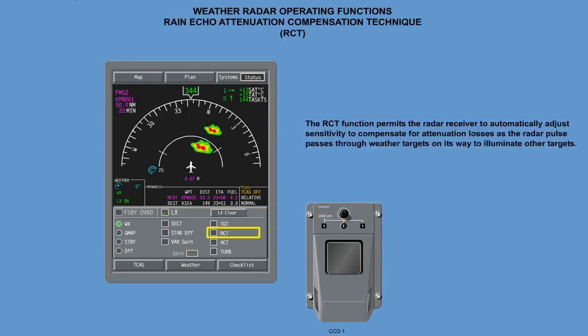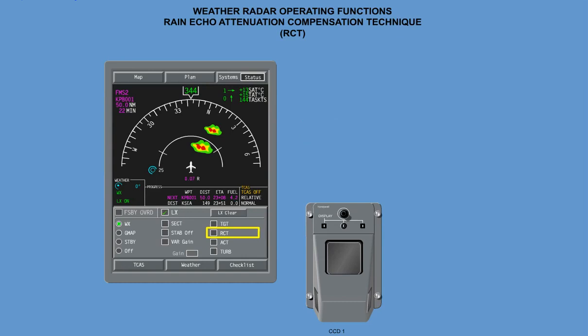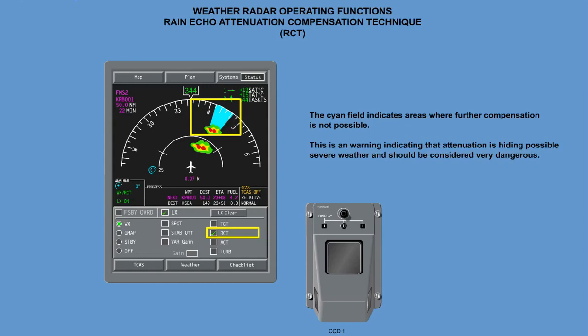The React function permits the radar receiver to automatically adjust sensitivity to compensate for attenuation losses as the radar pulse passes through weather targets on its way to illuminate other targets. The React compensation is active in all modes except ground mapping mode. The cyan field indicates areas where further compensation is not possible. This is a warning indication that attenuation is hiding possibly severe weather and should be considered very dangerous.